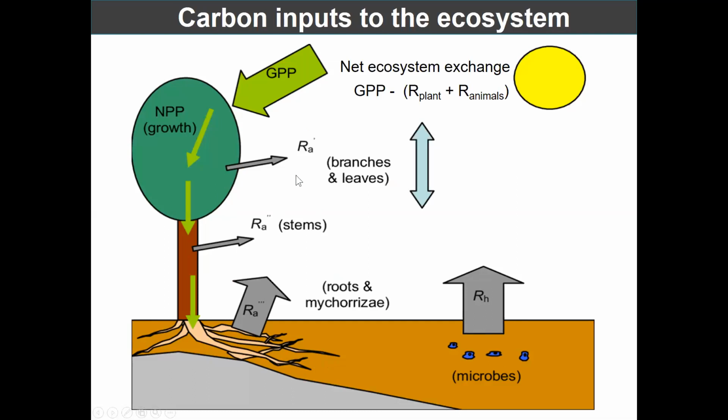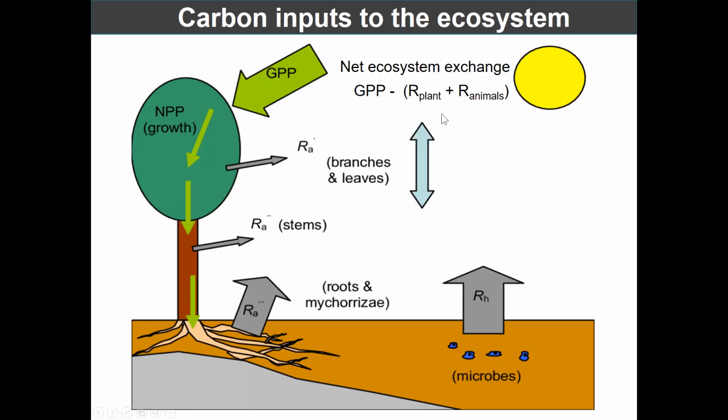So not only the leaves, but also the stems and the roots. So when we take into account all the different fluxes that are coming in and out of the plant, then we can have an estimation of net ecosystem exchange. And you can see here that net ecosystem exchange is defined by gross primary productivity, or the amount of carbon captured by photosynthesis, minus respiration. And this respiration includes respiration by plants and respiration by animals, or respiration by microorganisms.